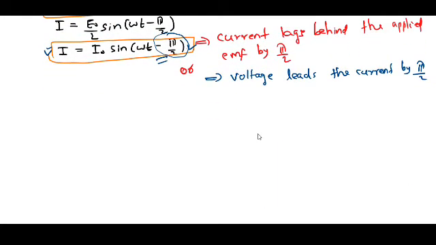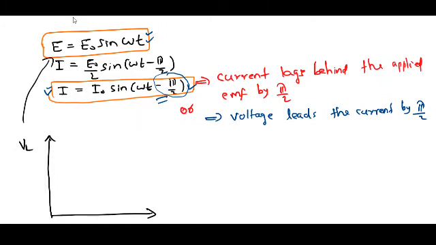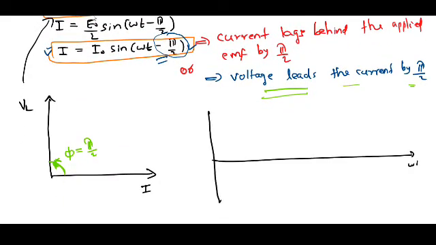If I draw the phasor diagram, this is the current, and this is the voltage across the inductance, VL, that voltage is nothing but our E. That voltage leads the current by pi by 2, which means the angle between these two, that is phi, is pi by 2. The direction of this angle is anti-clockwise. Fine.